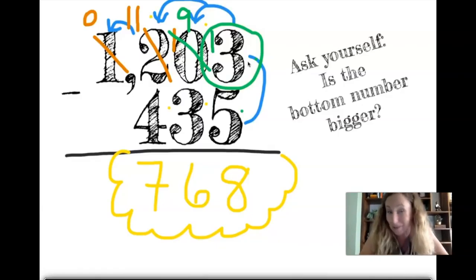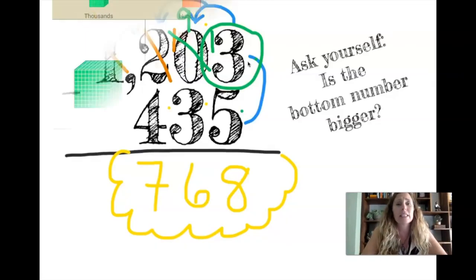That's why we do it before we solve, so that we know if we're on the right track. I know 1,200 take away 400 would give me 800. And when I look at this answer that I got, 768, that's pretty close to 800. So I know that I'm in the right ballpark. And if I really want to find out if I got it right, I can use my fact family to help me by adding my numbers to figure out if it matches that original number that I started with.